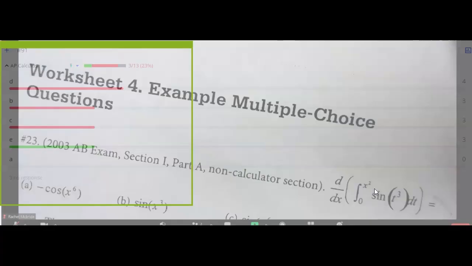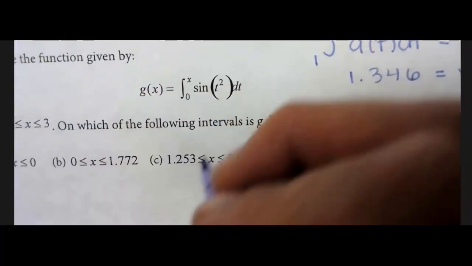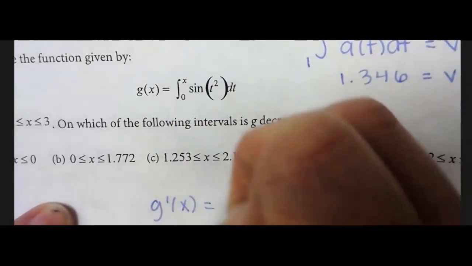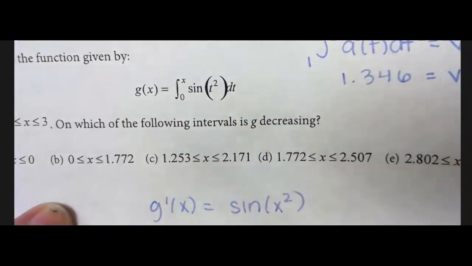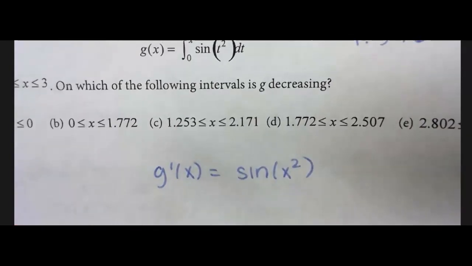And then for 92, maybe better. You got D. Again, fundamental theorem of calculus. It said on what interval is g decreasing. So g of x is equal to the integral. So g prime would be the derivative of that. So what that meant was that g prime of x is equal to the derivative of that, or equal to sine of x squared. So to find when g is decreasing, you just needed to find when your derivative was negative. And again, you had a calculator.